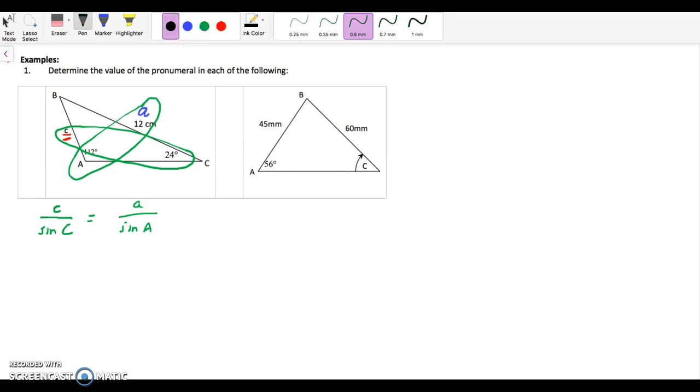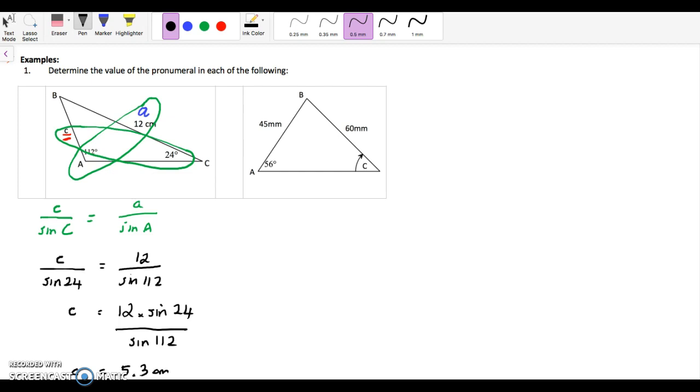So if we substitute in what we know, we don't know side C, and I know that the angle opposite that side is 24, and side A is 12 centimeters over the sine of 112 degrees. So all I want to do is rearrange this. Now sine of 24 is just a number, so to undo this number I'm going to multiply. So 12 times the sine of 24 over the sine of 112. Now we don't actually work out what the sine of 24 is, we leave that so we don't lose our accuracy.